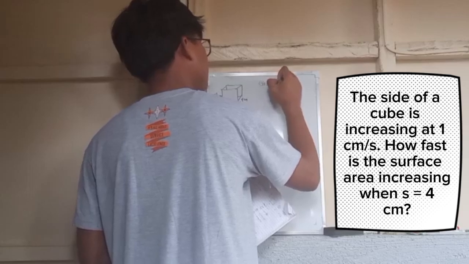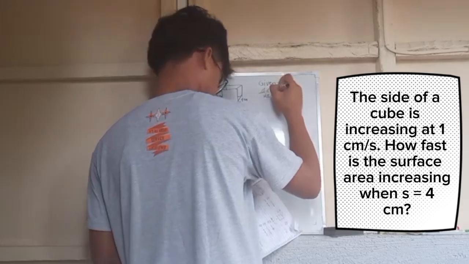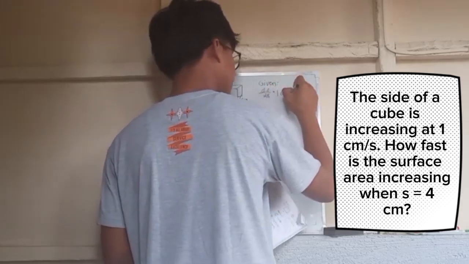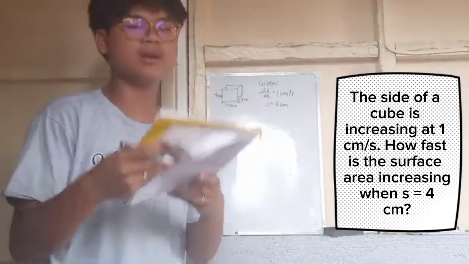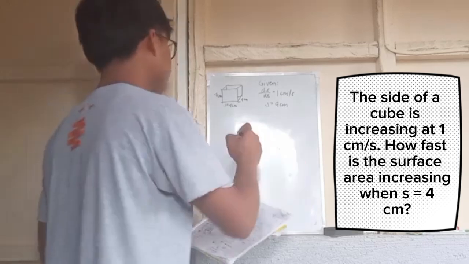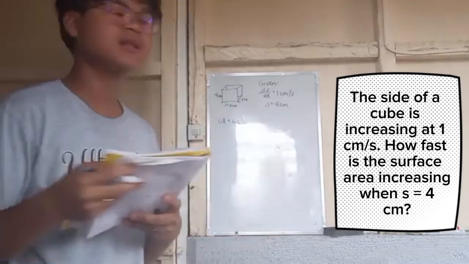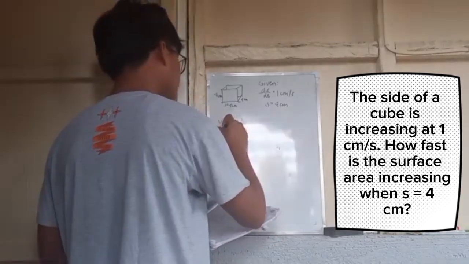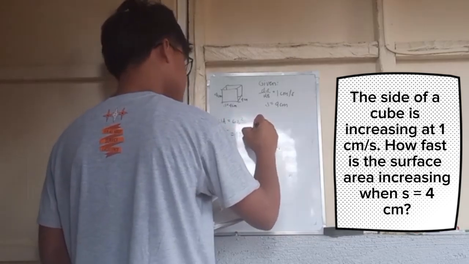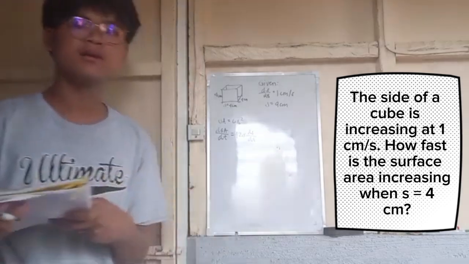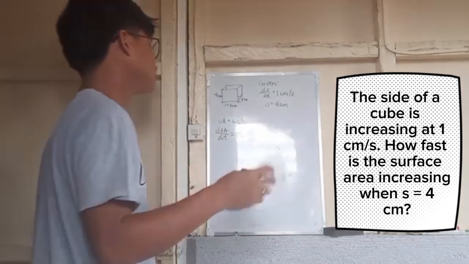Now, determining the given in the problem, we have the rate of the side as 1 centimeter per second. Side is equal to 4. Now, in getting the surface area of the cube, we know that the formula is 6s squared. Then, differentiating the formula, we will get dSA over dt is equal to 12 s ds over dt. Now that we differentiated the formula, we can substitute the given into the formula.